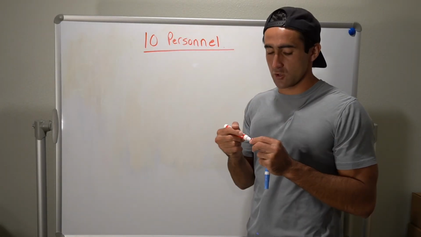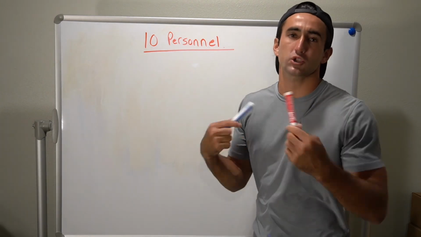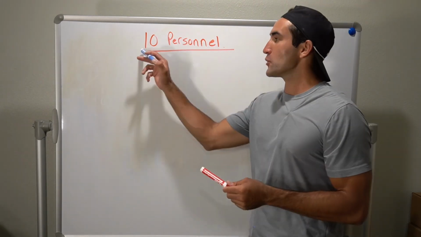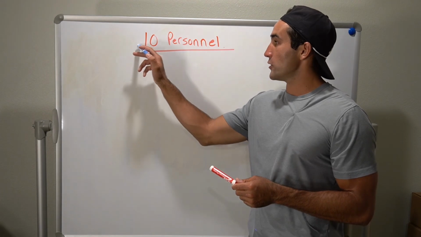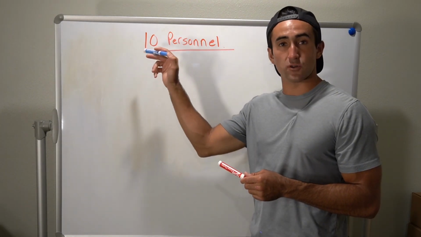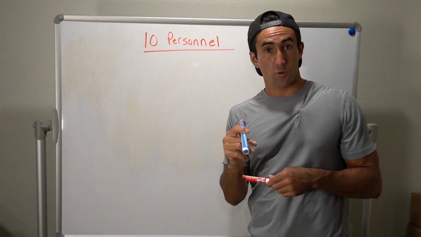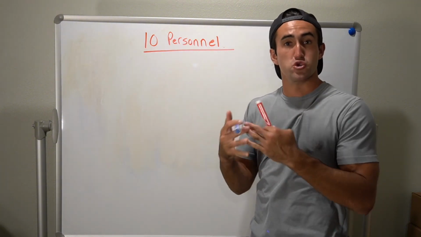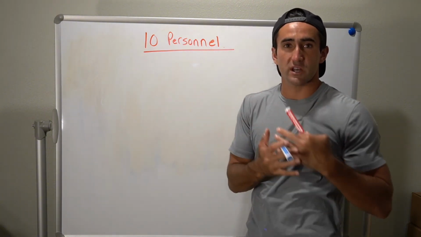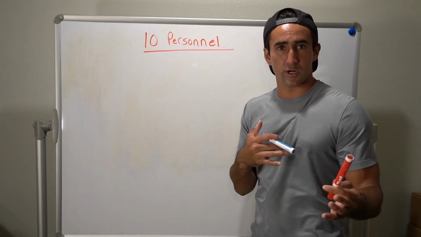So if you guys ever hear like 10 personnel, 11 personnel, 12 personnel, the first number represents the amount of running backs that are going to be in the formation. Second number represents the amount of tight ends in the formation. Now, there are obviously different things that you guys can do throughout 10 personnel, 11 personnel, different formations. That's what we're going to talk about today.